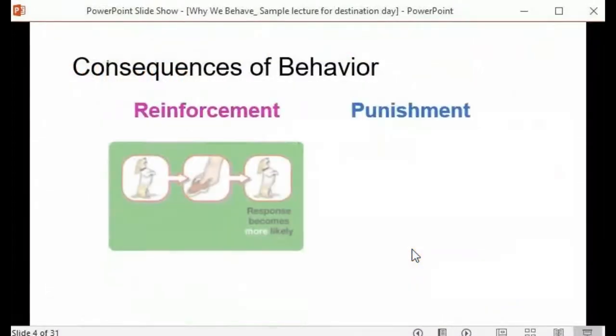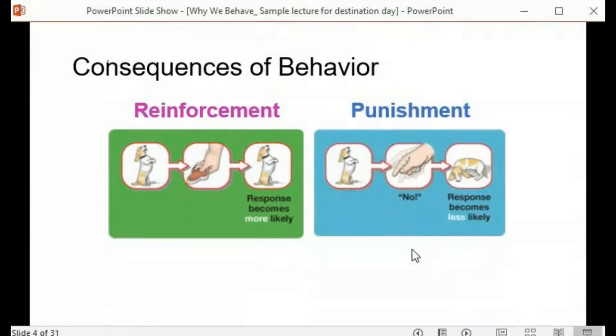So there's two main terms that are important when you think about operant conditioning, and you've probably heard of them, and they are reinforcement and punishment. And these are both things that happen after somebody does a behavior. And it's important to understand what they mean. You've probably heard of these terms before, and you probably think reinforcement is something good and punishment is something bad. And that's kind of true, but it's not entirely true. And that's where people get a little bit confused.